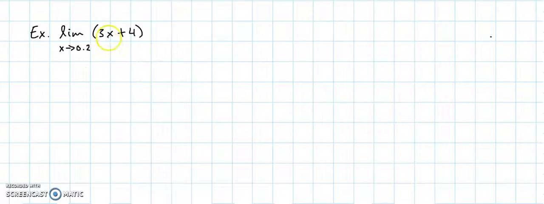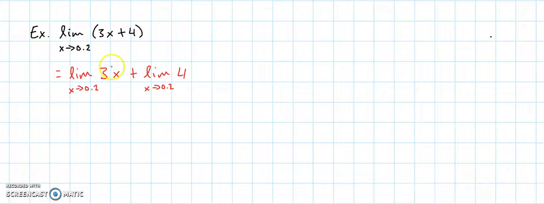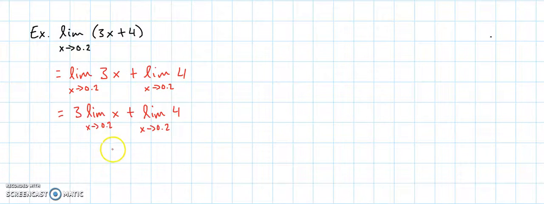Another example says to find the limit of 3x plus 4 when x approaches 0.2. Again here, our first step is to use the sum law to break this function down into the limit of 3x plus the limit of 4 as x approaches 0.2. There is a constant here, 3, so using the constant multiple law, we can take the 3 out front.